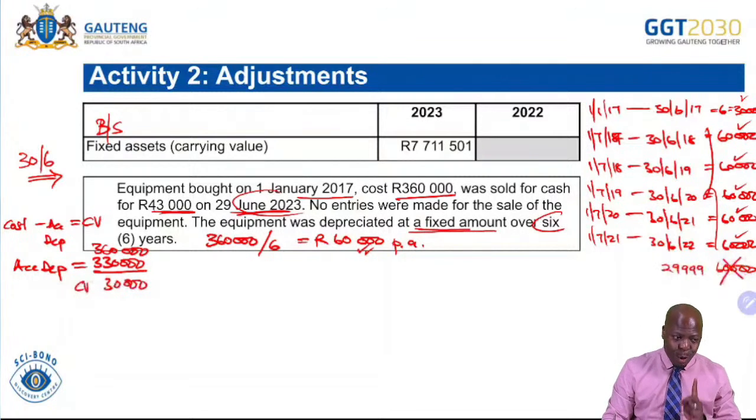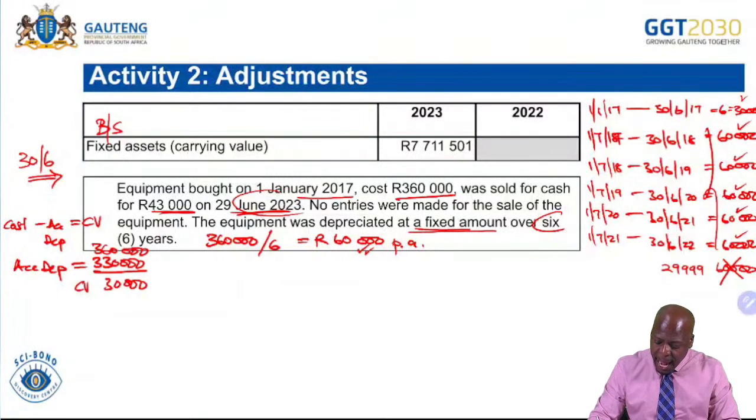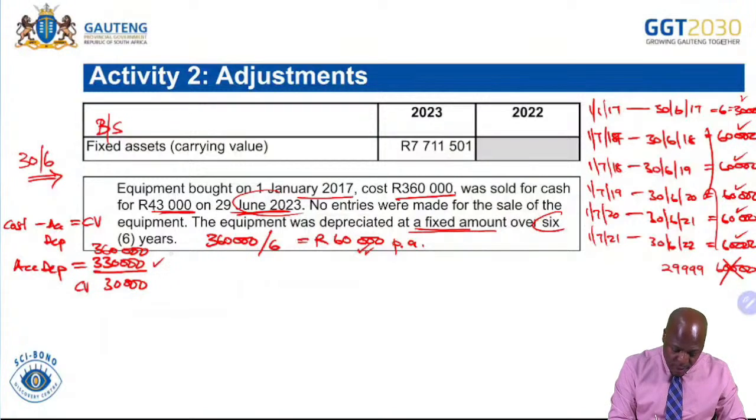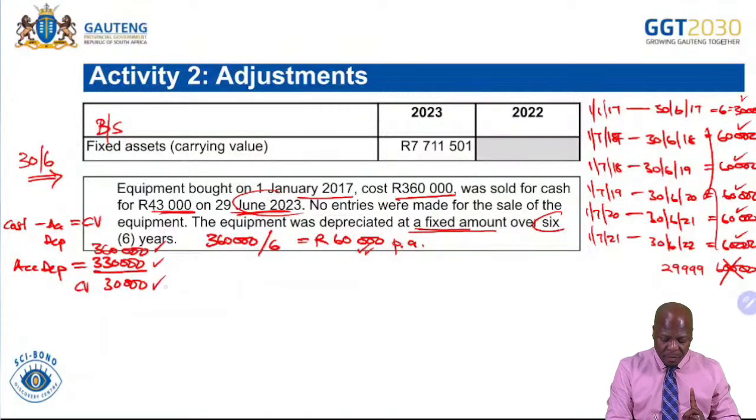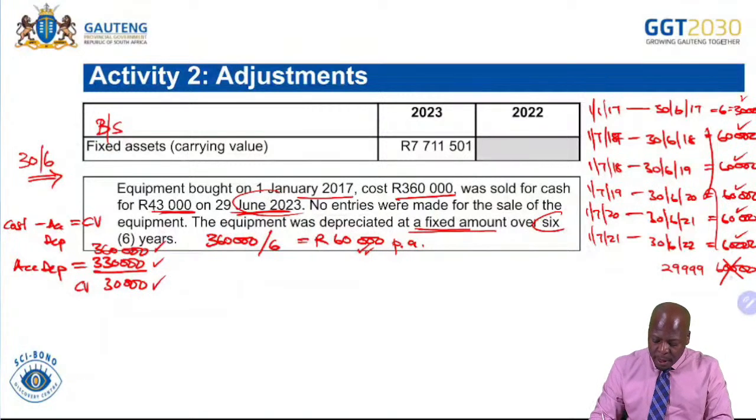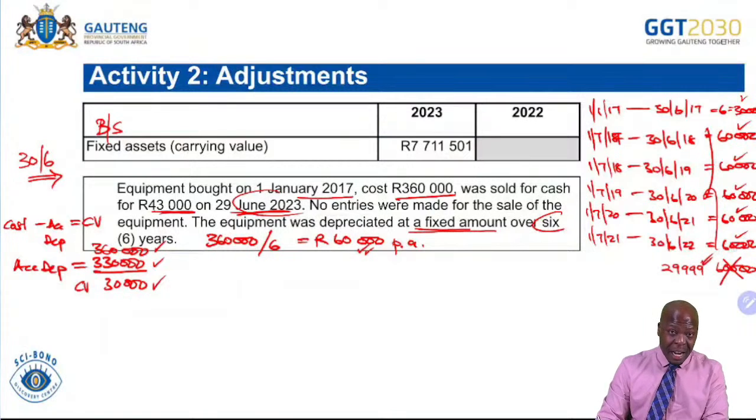It had a carrying value of 1 rand because we had 330, yet its cost was 360, so it had a carrying value of 30,000 at the beginning of the year. And therefore, we then realized that we can't lose the entire 30, we can't lose the 60, so we can only lose the 29,999. So we keep the 1 rand residual value.